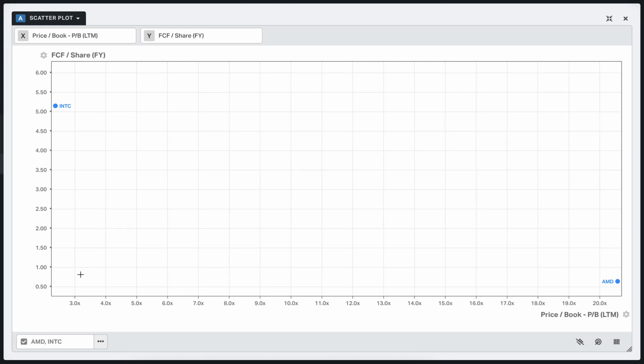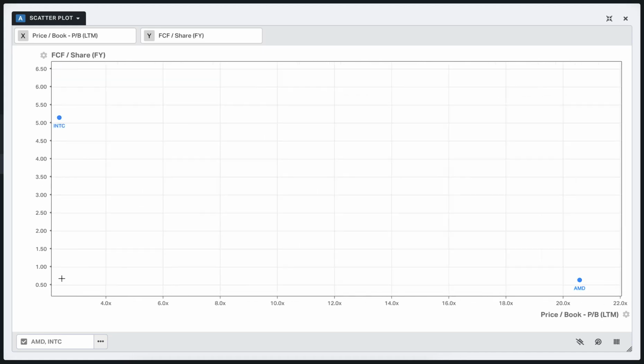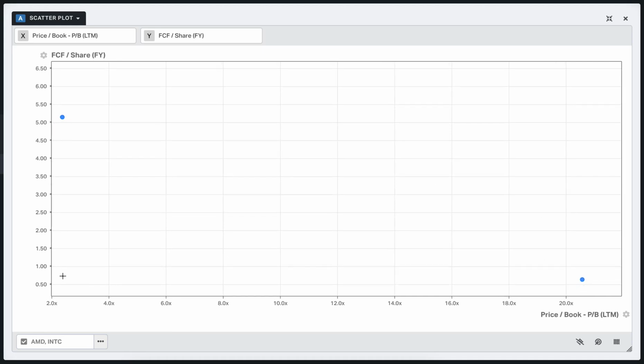And now with AMD, you will see that you are at a level about here, which is a little bit less than 1. And with Intel over here, it's a little bit more than 5. And so you will see that you're getting more free cash flow per share with Intel. And that's very important, because you're getting more money for the shares that you're holding. And so Intel also wins this battle. It has more free cash flow per share.